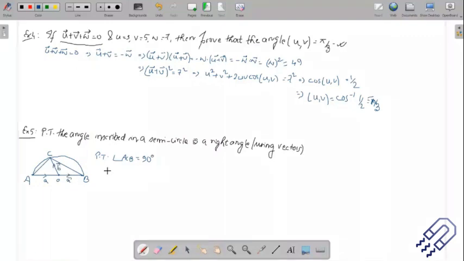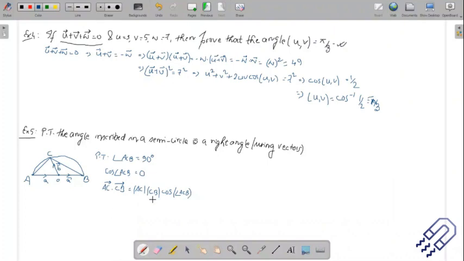90 degrees means cos of angle ACB must be 0, right? And in general, we know that the vector AC dot CB is equal to AC times CB times cos of the angle between AC and CB. Okay, so I'll just take it to be ACB. So this entire thing you need to basically show to be 0.